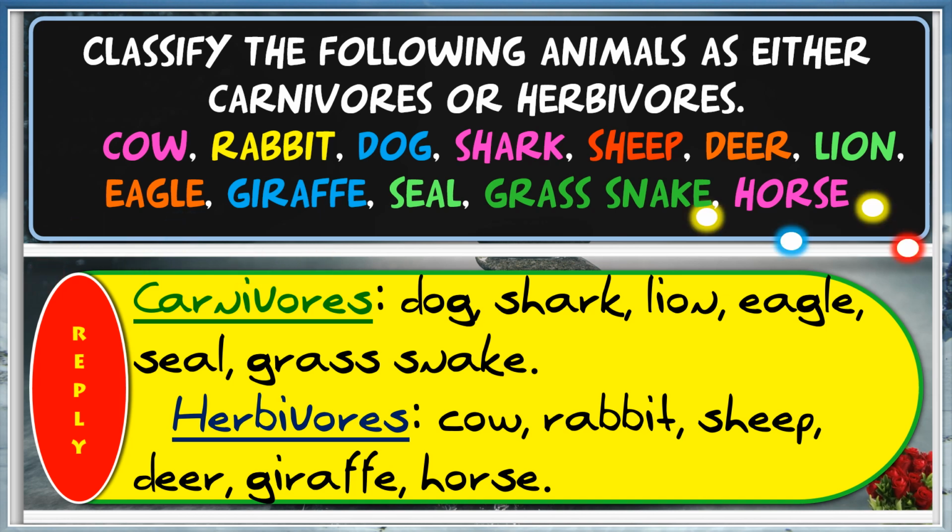Carnivores are the dog, shark, lion, eagle, seal, grass snake. And herbivores are cow, rabbit, sheep, deer, giraffe, and horse.